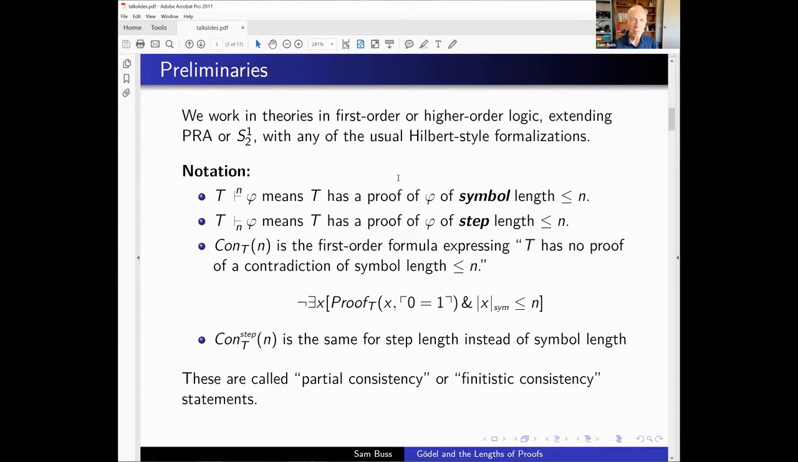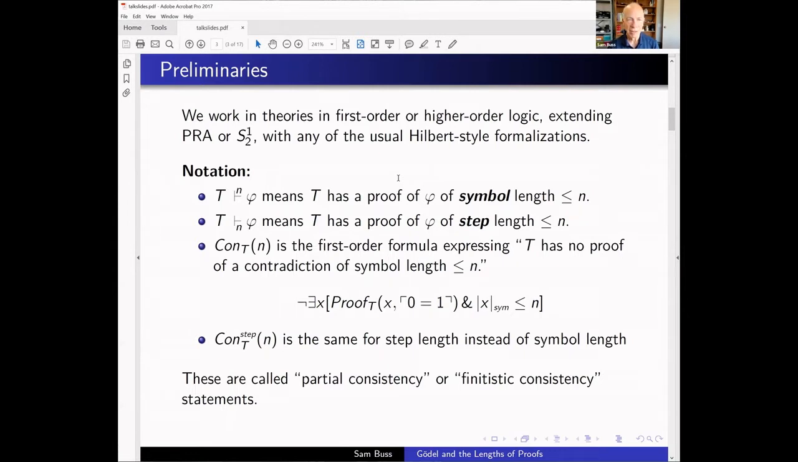Okay, so some preliminaries. We're going to work mostly in first order theories or higher order theories, and for the most part theories of arithmetic, at least in the first two parts of the talk, either extending primitive recursive arithmetic or more generally the bounded arithmetic theory S12, which is a theory tailored for polynomial time in the first order setting. We just saw some constructions in the previous talk for P time, and this is a different approach to P time based more in the style of PA.